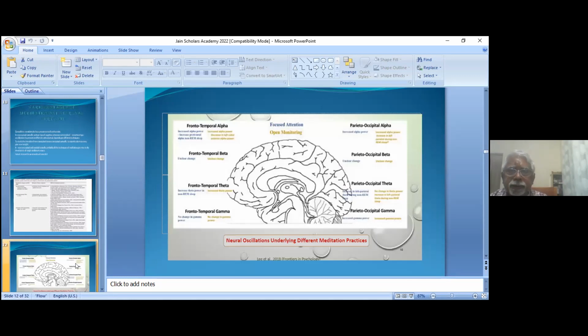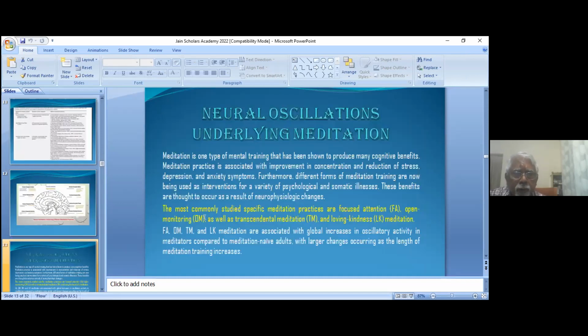And this is the structure of the brain. We can see that in different meditation techniques, like focused attention, somewhere frontotemporal alpha wave dominates, somewhere frontotemporal beta wave dominates. This is from the imaging techniques. I'll show you some different ways. So what are the neuronal oscillations associated with the underlying meditation states? The most commonly studied specific meditation practices are focused attention, open monitoring, as well as transcendental meditation and loving kindness meditation. All these are associated with a global increase in oscillatory activity compared to naive adults who don't have any meditative experience.